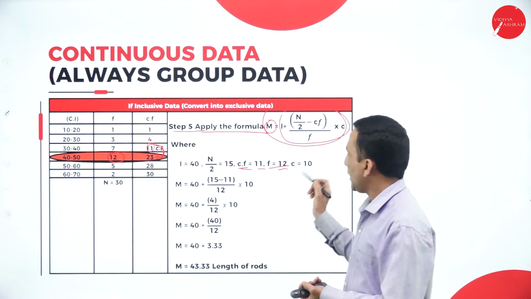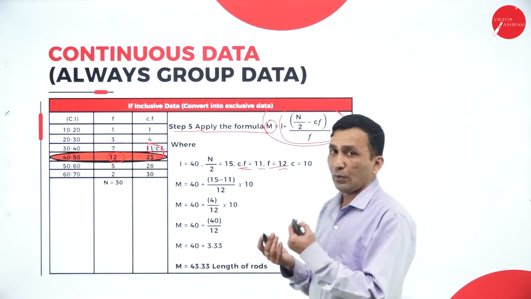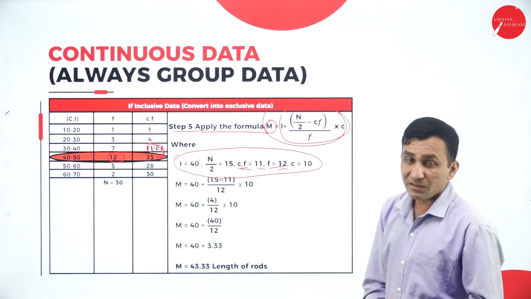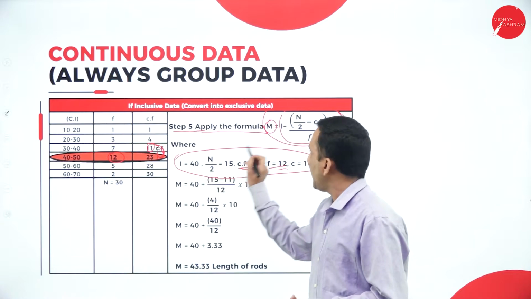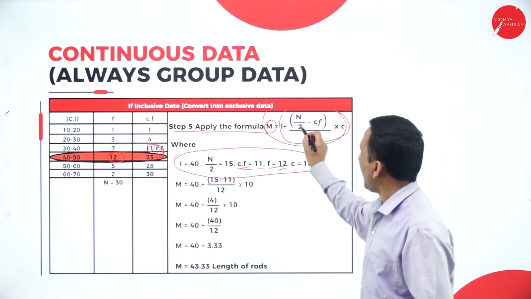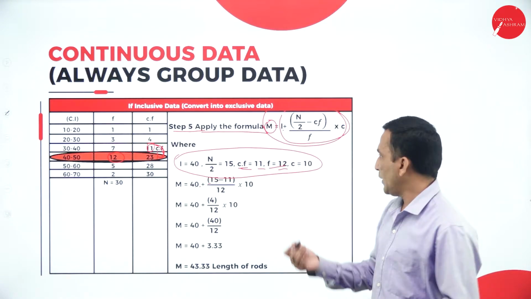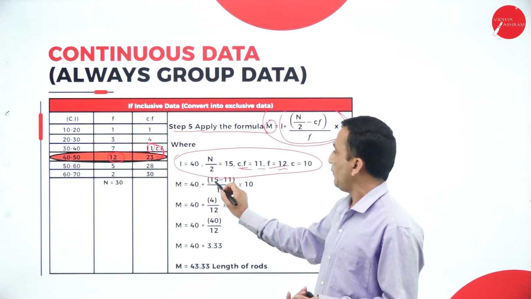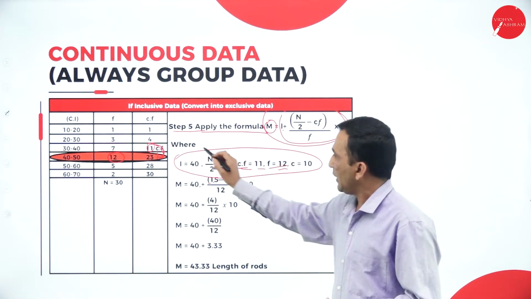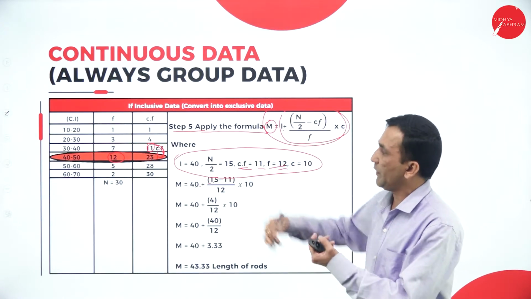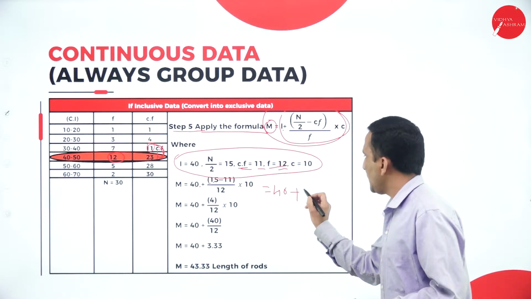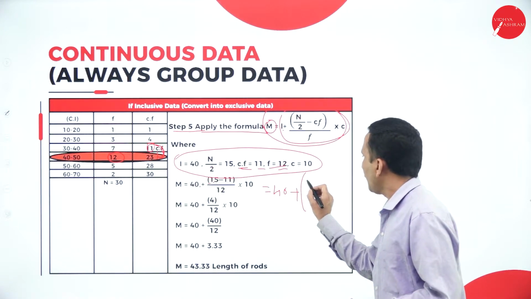And the class width, I am getting here, is 10. Now we can easily simplify, because we have all the information required for substituting into the formula. In place of L I am writing 40, because my lower limit is 40. Now plus, in place of n by 2, I don't want to write 30 by 2. Instead, I have already simplified it to 15. So minus, in place of cumulative frequency, we know 11 is our cumulative frequency, because it is the pre-class value.